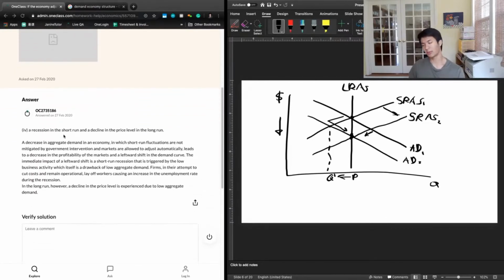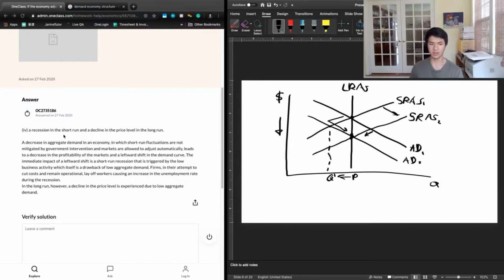And so we can take a look at the previous tutor's answer, and they also picked 4. They said that a decrease in aggregate demand in the economy in which short-run fluctuations are not mitigated by government intervention and markets are allowed to adjust automatically leads to a decrease in the profitability of the markets and a leftward shift in the demand curve. The immediate impact of a leftward shift is a short-run recession that is triggered by the low business activity, which itself is a drawback of low aggregate demand.